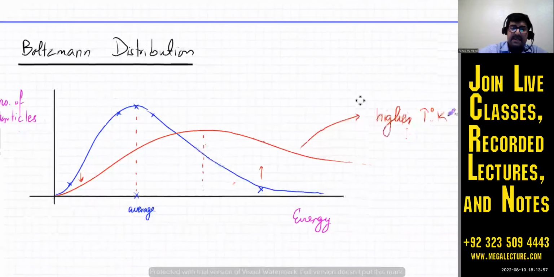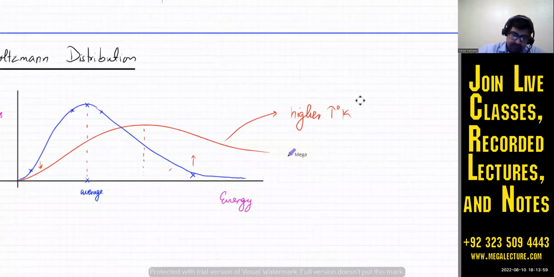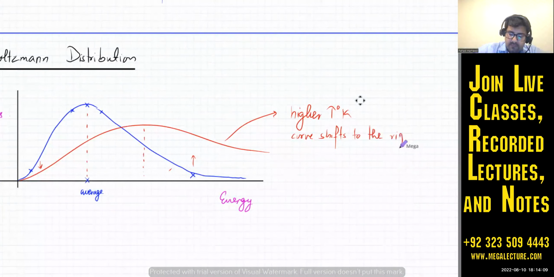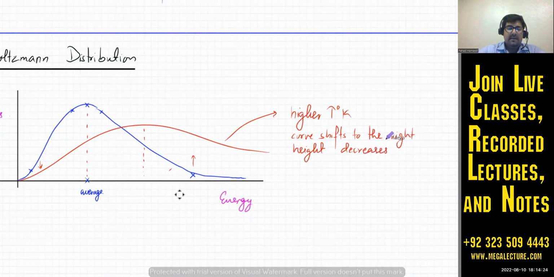So at higher temperature, the curve shifts to the right, and its height decreases because now the particles are spread over a much bigger energy range. It's like a histogram where if you start filling up particles, it's going to spread out more.